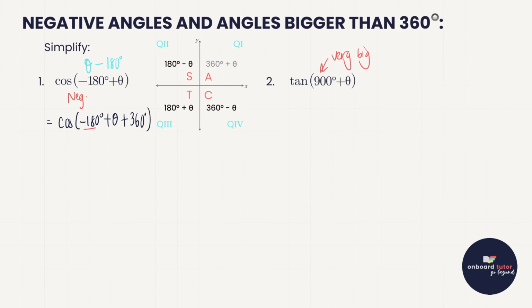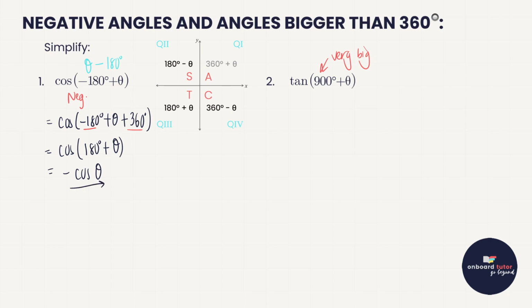And then if we group these like terms here, we'll see this actually simplifies to cos of 180 degrees plus theta, which is there in quadrant 3. And in quadrant 3, 180 plus, tan is positive, which means that cos is negative. So minus cos theta would be the final answer there.